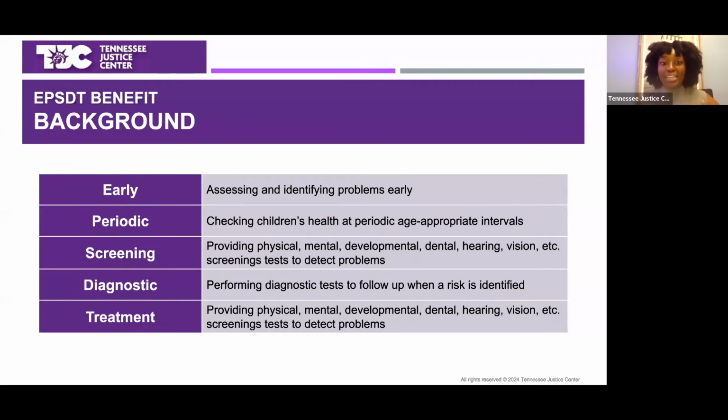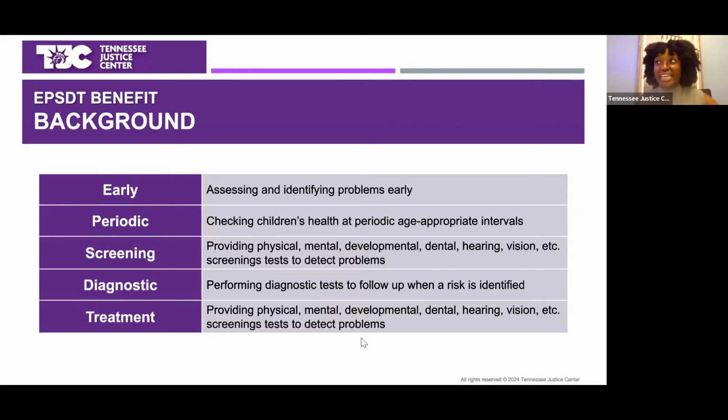Knowing that, it helps to make what EPSDT is and what it stands for make a little bit more sense. EPSDT stands for Early Periodic Screening, Diagnostic, and Treatment. Early just means that we want to assess and identify problems early. We're going to do this through periodic check-ins. These are the well visits, the annual PCP visits, where we're just checking on children's health to make sure that they are meeting the age-appropriate benchmarks.